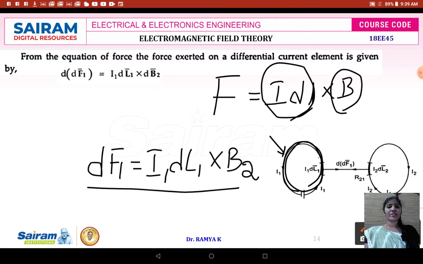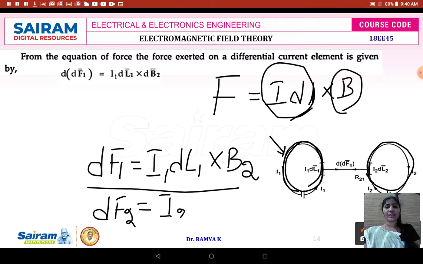Similarly, when you wanted to identify the differential force in circuit 2, it is going to be dF2. This dF2 is created due to the current element I2 dL2, and this force is developed when it interacts with the magnetic flux density B1.